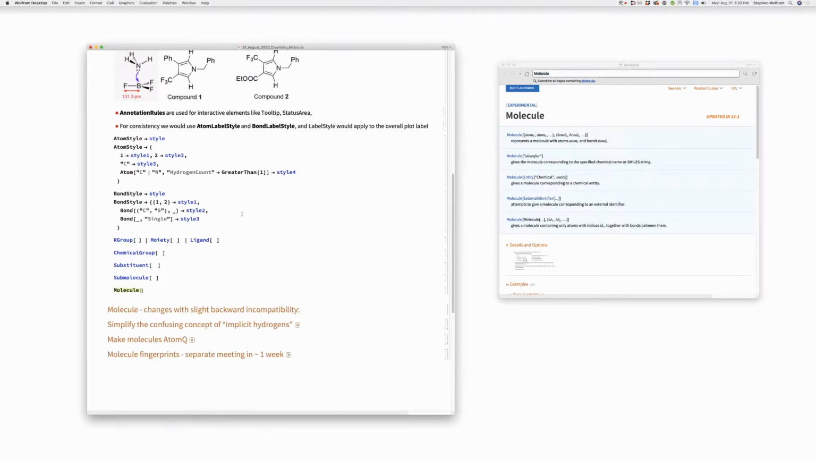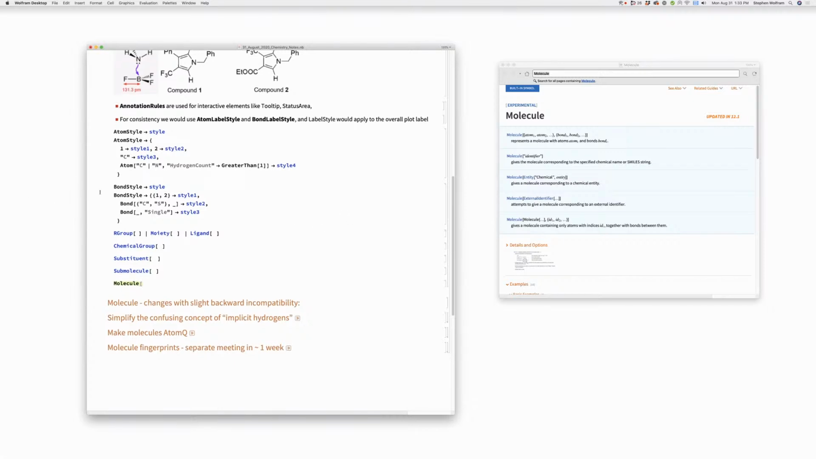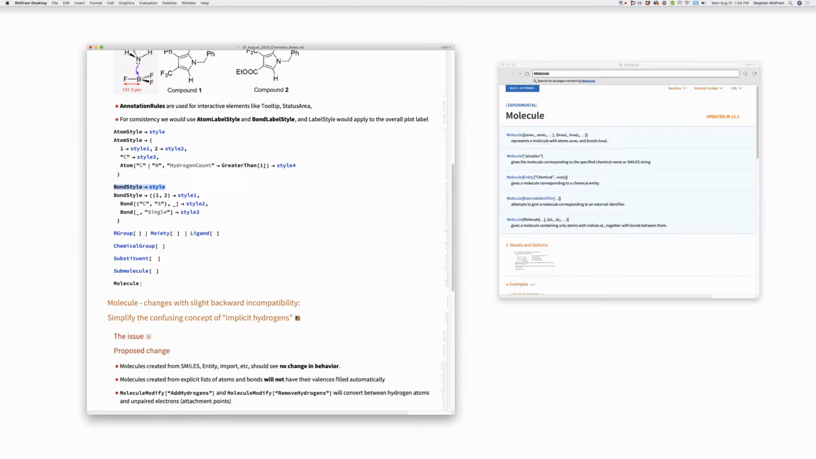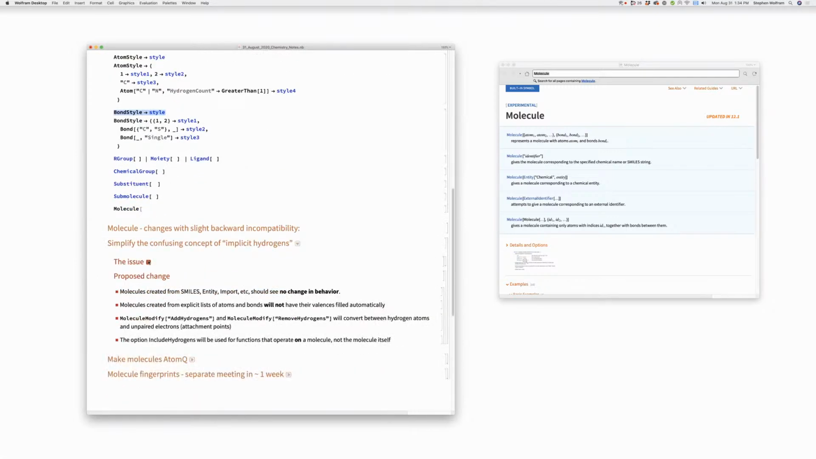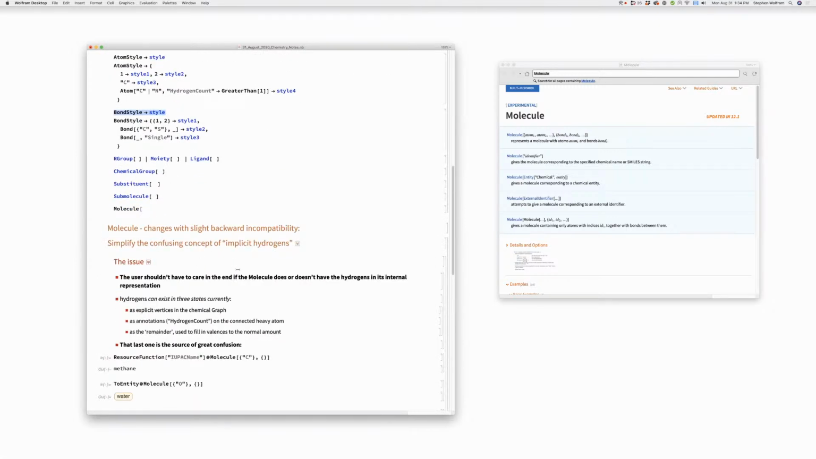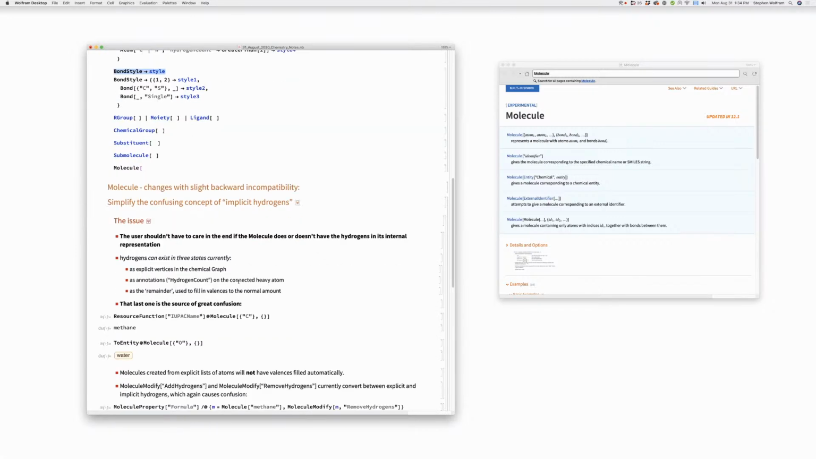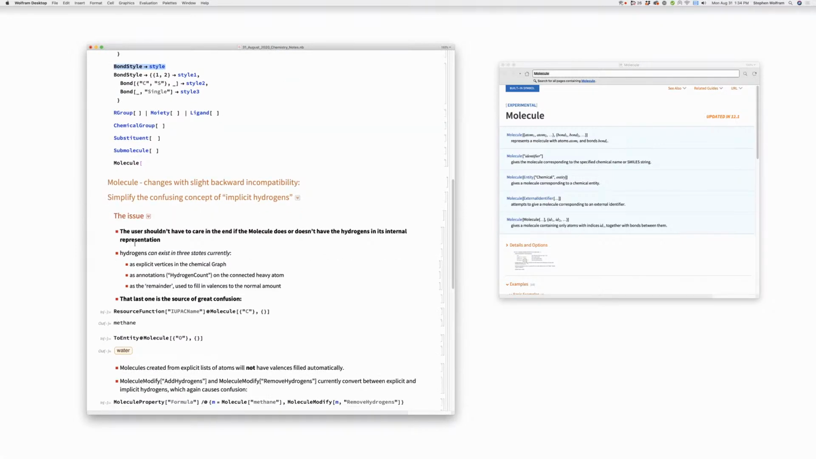But atom style and bond style both look fine. Okay. Simplifying the concept of using implicit hydrogens. It does or doesn't have the hydrogens in its internal representation. Yes, I agree with that statement.